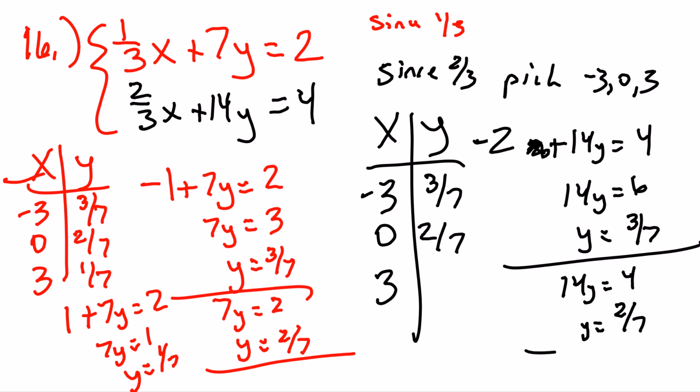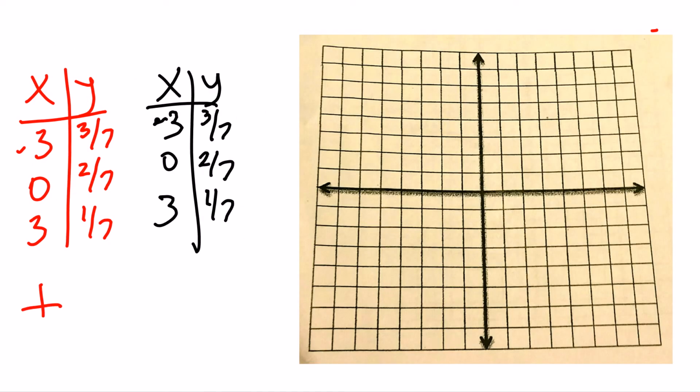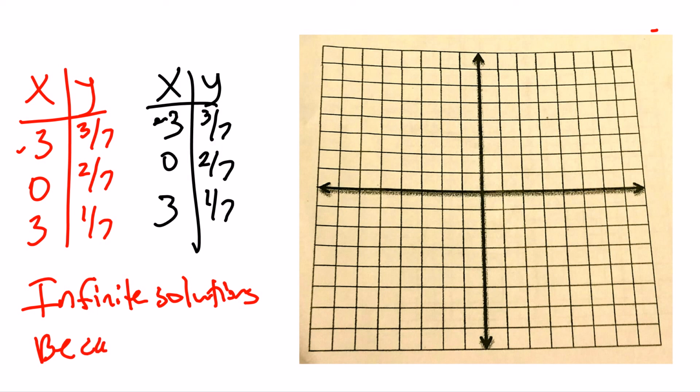I think the next one's going to be 1/7. I have 2x plus 14y equals 4, not 2x, just 2, plus 14y equals 4. I subtract 2 from both sides, I get 14y equals 2, which is 1/7. So just like I thought, it's going to be 1/7. So I don't even have to graph this to know that this is going to be infinite solutions, because I picked the same points on the graph because the charts are the same.